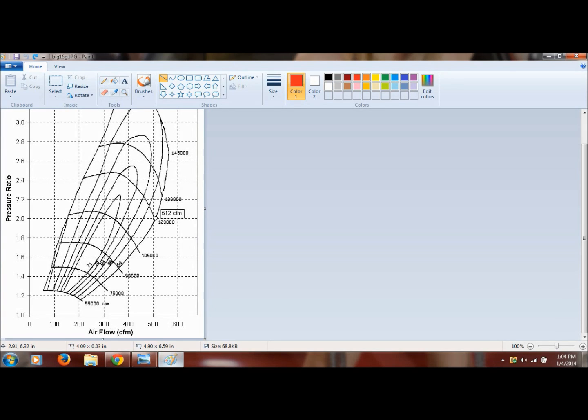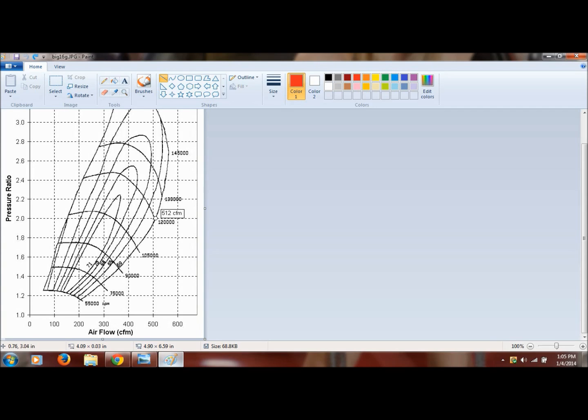So if we look along the left side of the compressor map over here, we're going to see the pressure ratio. To determine where 20 psi would factor in that scale, we need to use the following formula. You're going to take 14.7 plus the boost that you want to run, then divide by 14.7. And that will give us the pressure ratio. So in other words, 14.7 plus 20, and we're going to get 34.7. We're then going to divide that by 14.7, and we're going to get 2.36. So on this particular map, our pressure ratio for 20 psi is going to be 2.36.